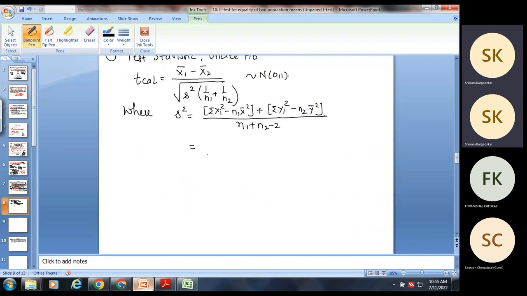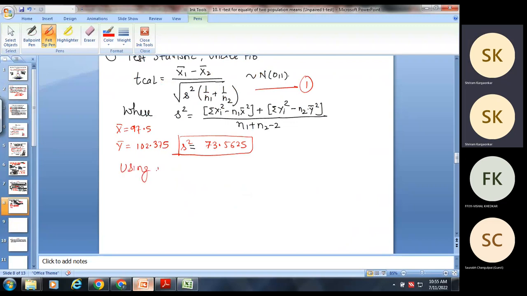Here we have to find these values. So I will note it down once again. After calculation, we got this value as 73.5625, whereas x bar was found to be 97.5, and y bar was found to be 102.375. So you have to use the formula. Using this, I will get the calculated value. Put the values here. I have used the terms x1 bar, x2 bar, so don't get confused by that. Instead of x1, x2, I can use x, y. Don't worry about that.